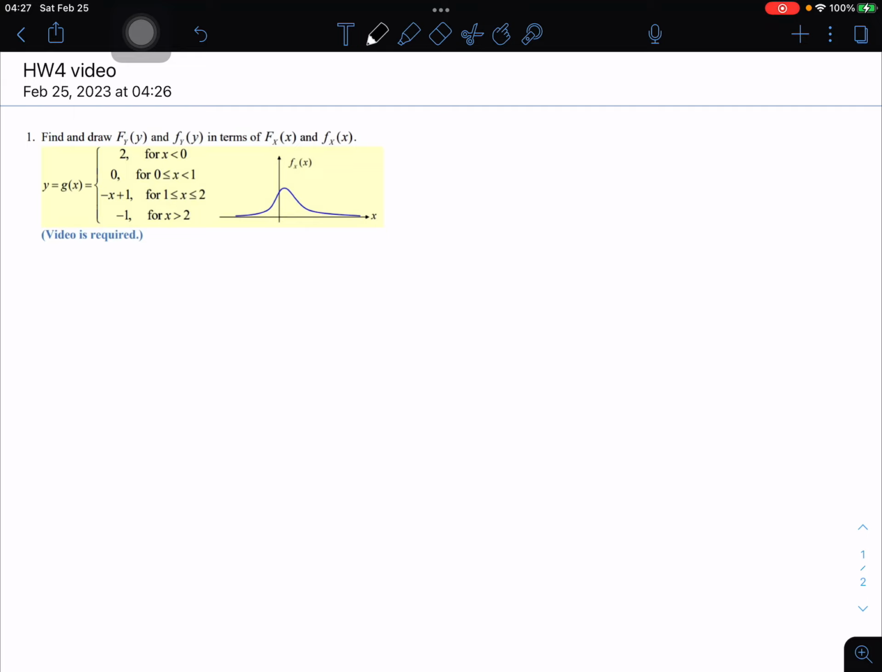Okay, let's first draw the plot of g x. For x smaller than 0, y equals 0. From 0 to 1, it equals 0. And 1 to 2, minus 1, 2, right? It's a function. It's a plot of y equals g x.